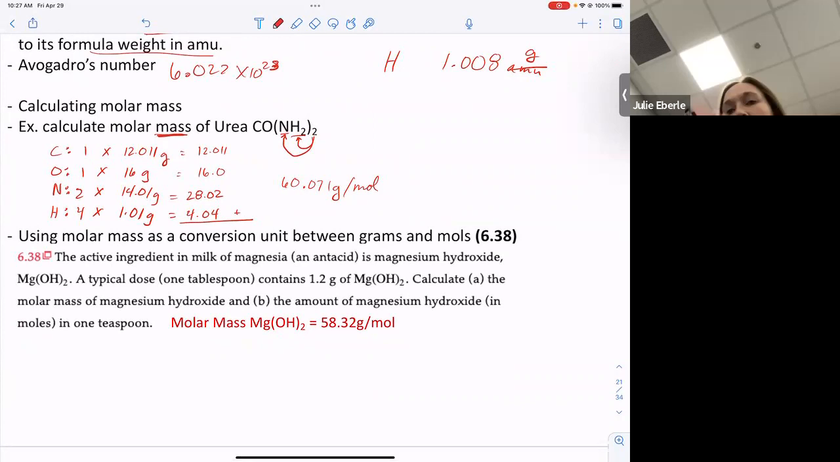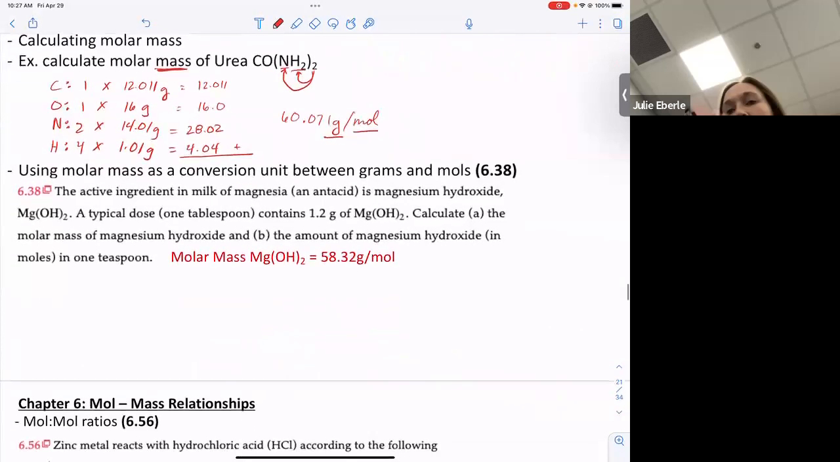All right. Then we can take something like a molar mass and use it to convert. You see how this is how many grams is in 1 mole. So we can use this to convert between grams and moles. That's exactly what this problem in the textbook has you do, using molar mass as a conversion factor between grams and moles. The active ingredient in milk of magnesia, which is an antacid, is magnesium hydroxide, Mg(OH)2. A typical dose, 1 tablespoon, contains 1.2 grams of magnesium hydroxide.